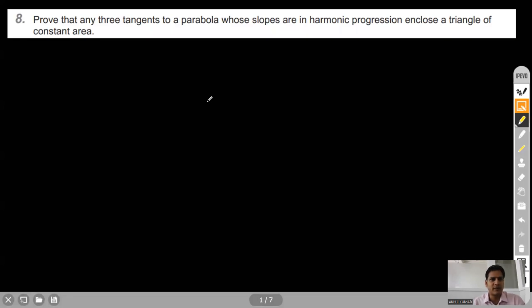This is question number 8, means we have covered up to question number 7 in our last video. Okay. So the question is saying, prove that any 3 tangents to a parabola whose slopes are in harmonic progression enclose a triangle of constant area. So no parabola is given here, so we will take our standard parabola, that is y square is equal to 4ax. Okay, and we will solve this question.